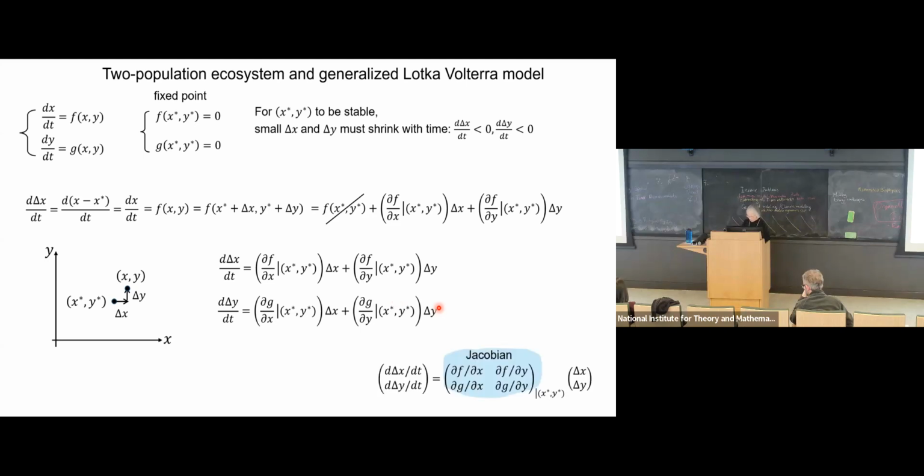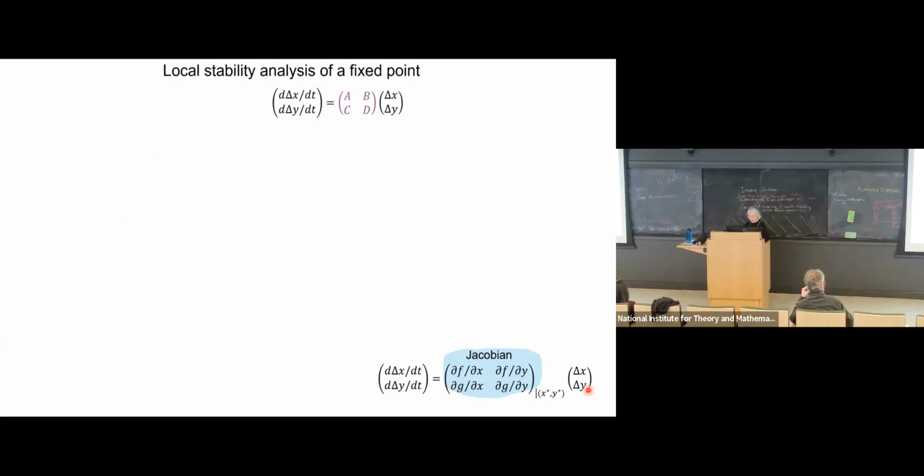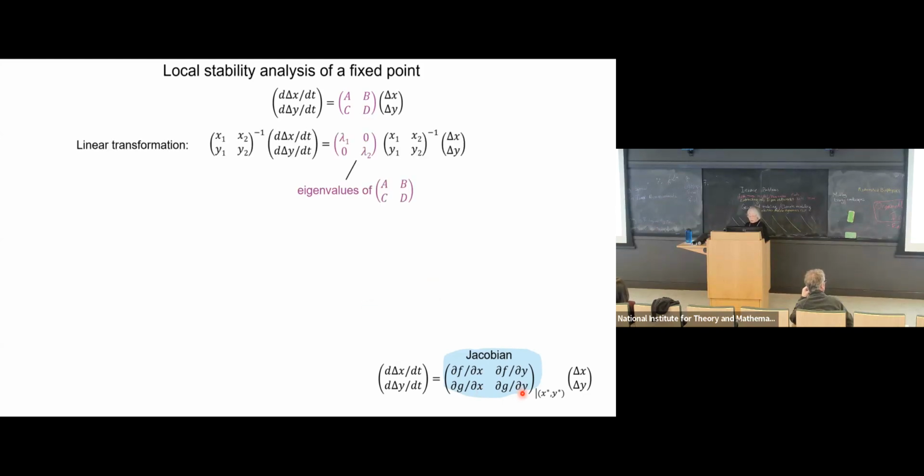And then we have this thing, which I'll return to again and again. Basically, the rate of change of delta x is determined by these four terms, and we call this the Jacobian, evaluated at the fixed point of interest, times delta x, delta y. So then what do we do next? For simplicity, I just write them as A, B, C, D, for the Jacobian evaluated at the fixed point.